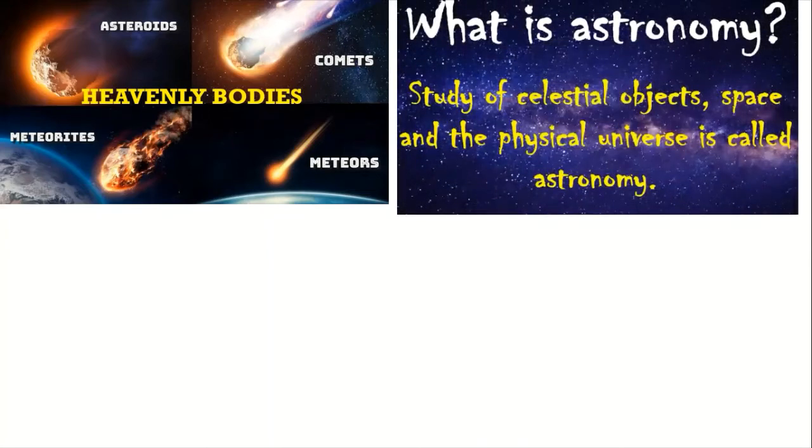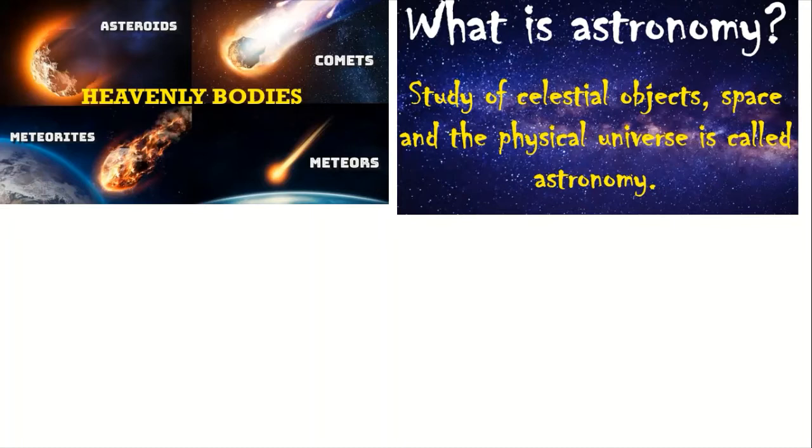We learned about heavenly bodies like the sun, the moon, all those come under heavenly bodies. Meteors, asteroids, all those are heavenly bodies. Okay, next we understood what is astronomy, study of celestial bodies. Heavenly bodies is also called as celestial objects. So study of celestial objects, space, and the physical universe is called as astronomy.